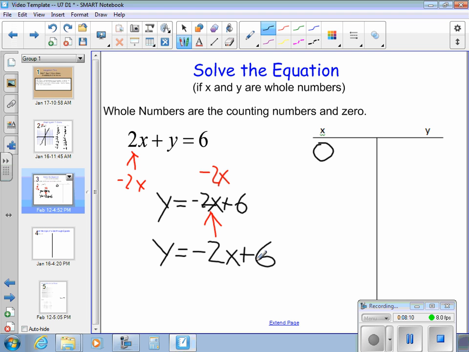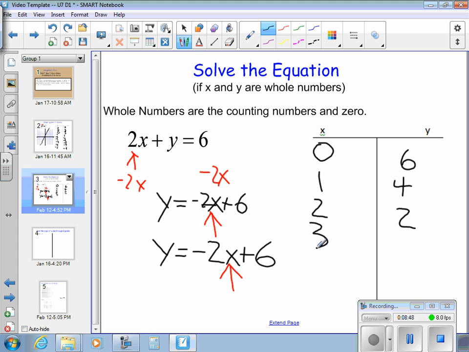Okay. So now if we plug in 0, again right here for x, then 0 times negative 2 is still 0. Add 6 and y equals 6. Okay, what about 1? If we plug in 1, 1 times negative 2 is negative 2, plus 6 is 4. We'll try 2. We plug in 2. 2 times negative 2 is negative 4. Negative 4 plus 6 is positive 2.